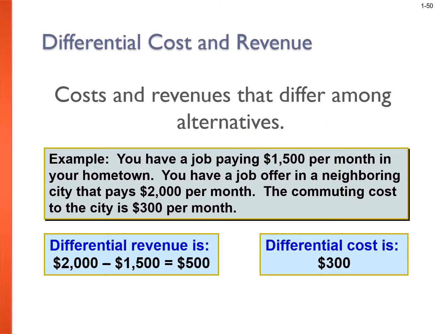Example, costs and revenues that differ among alternatives. You have a job paying $1,500 a month. You have a job offer in a neighboring city that pays $2,000 a month. The commuting cost to the city is $300 per month. So the differential revenue here is $500. The differential cost is $300. So you'll increase your revenue by $500, but also increase your cost by $300, the difference among alternatives.